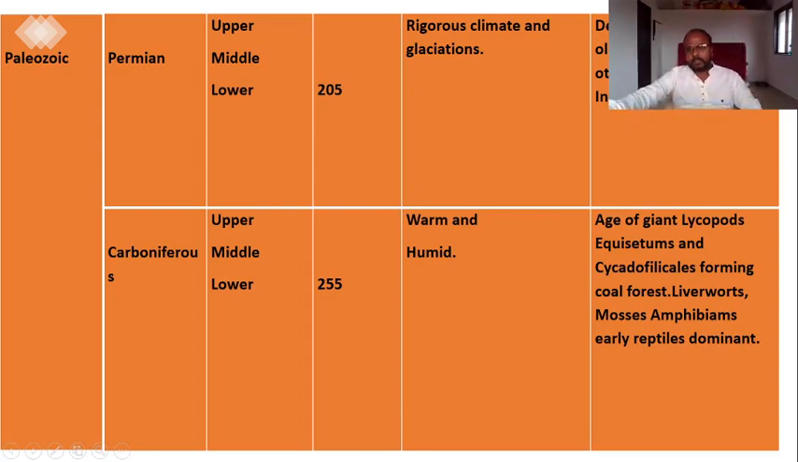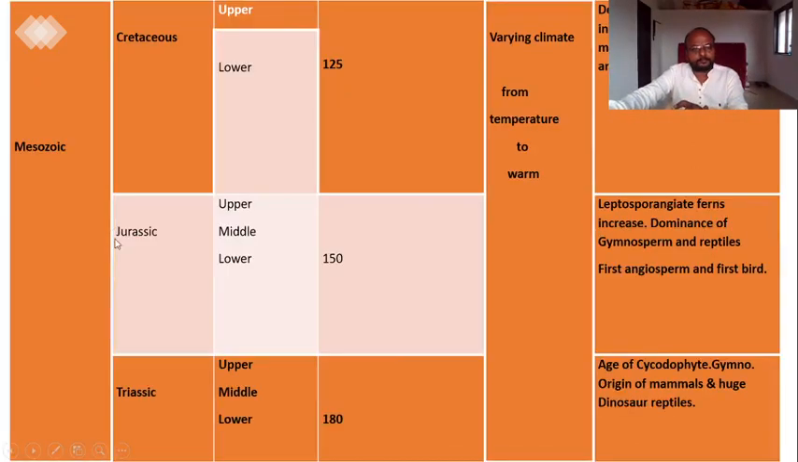Reptiles and other vertebrates are some of the survivors here. Most Indian coal forests, or this coal, formed during this Permian period of the Paleozoic. So this Paleozoic is the ancient era of the geological time. Next one is the Mesozoic.